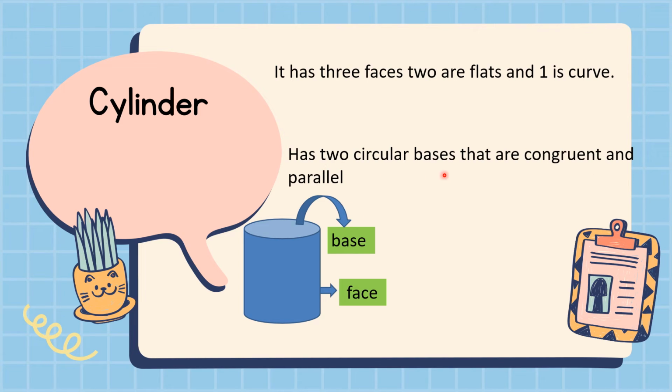It has 2 circular bases that are congruent and parallel. So this face is also called a base. The other base is there, which is parallel and congruent. These 2 bases here are circular bases. Now, a cylinder again has 2 bases and 3 faces.